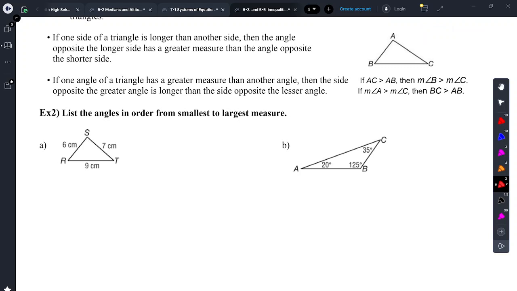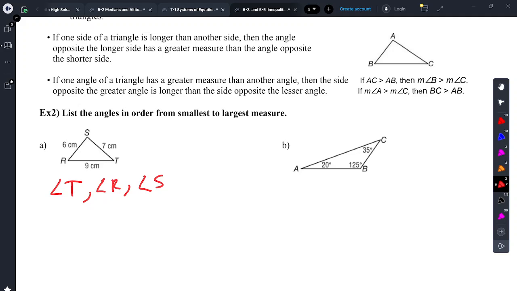All right, so list these angles in order from smallest to largest, yeah? All right, which is the smallest side? RS. So what's the smallest angle? Angle T. Then, well, the second biggest is side ST, right? Which would be angle R. And then angle S, right? Pretty simple.